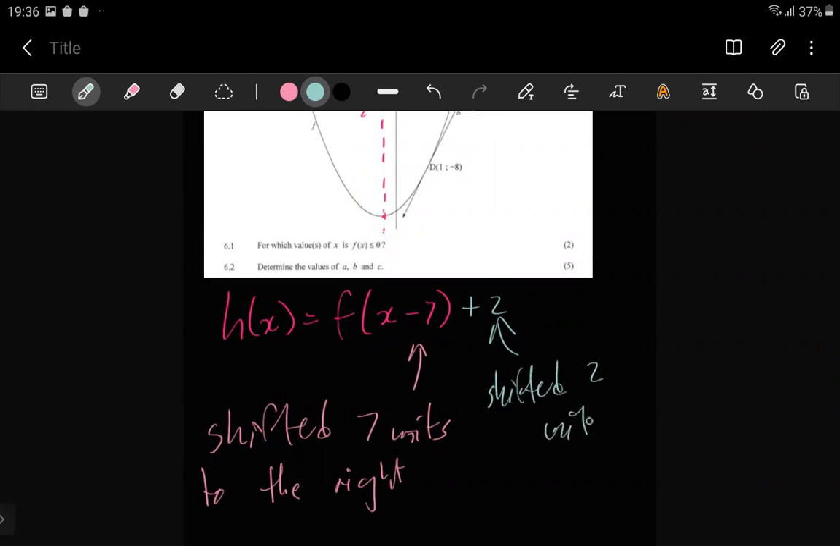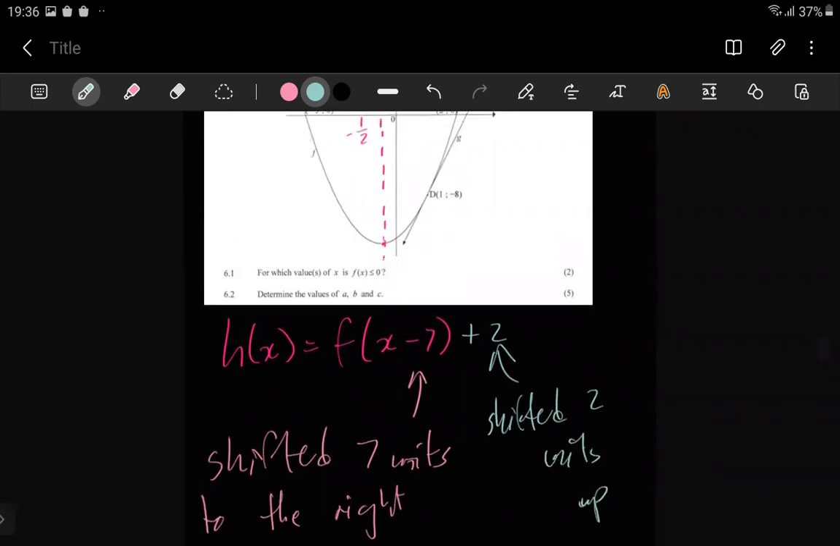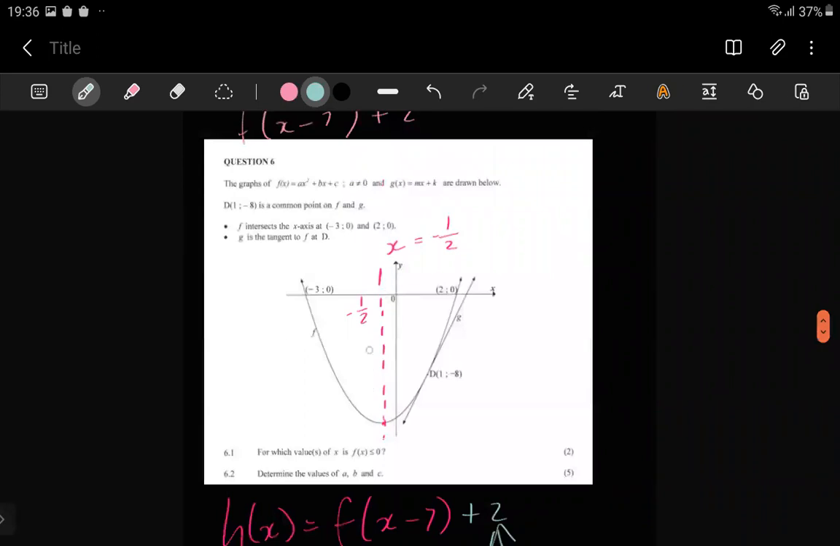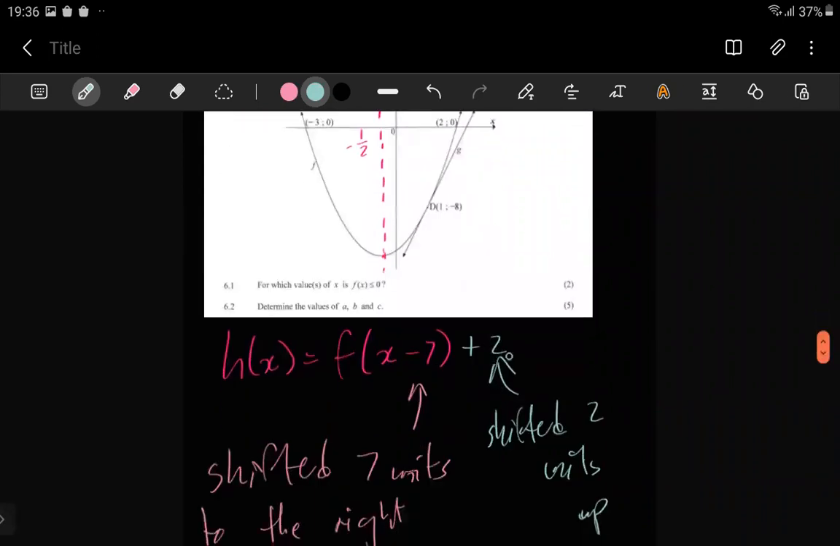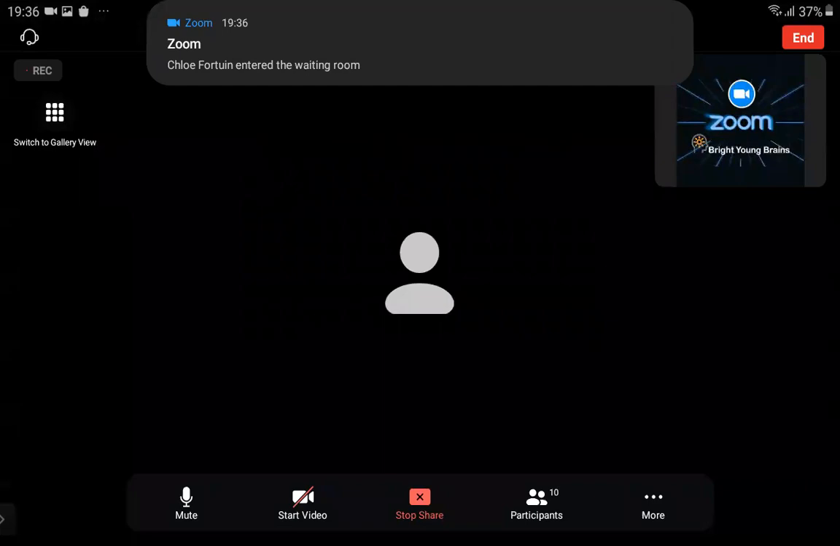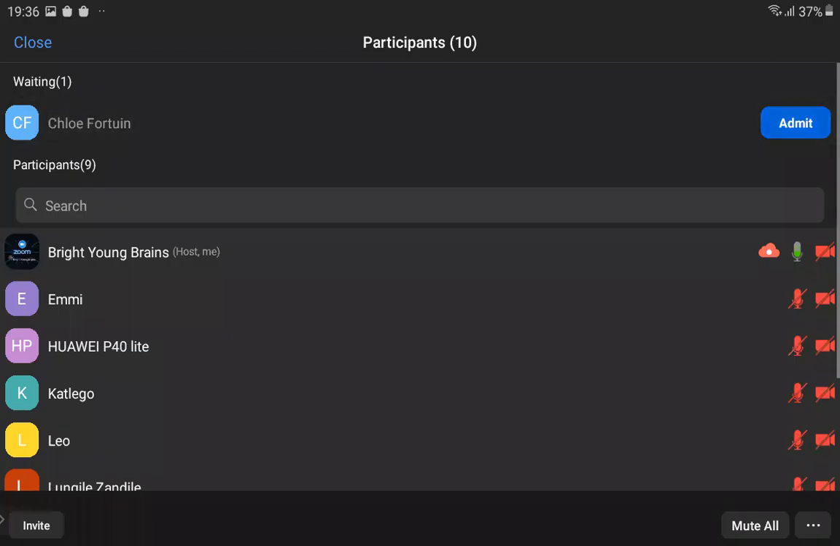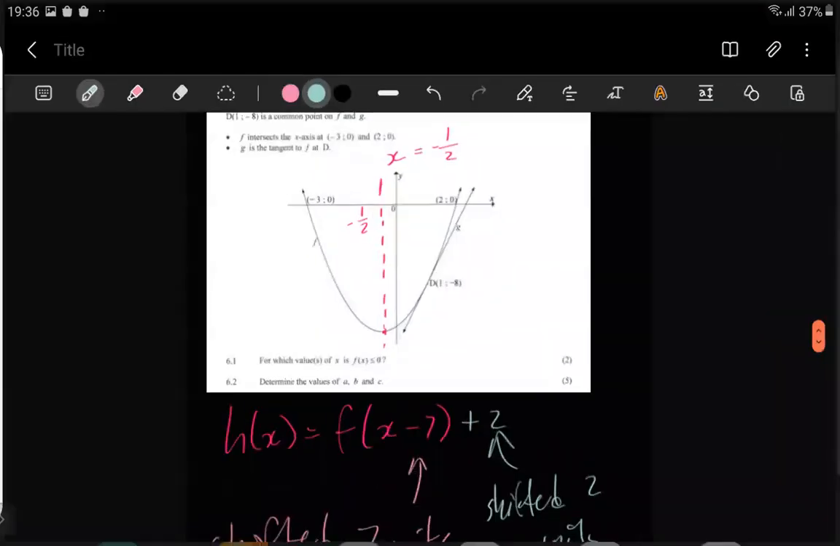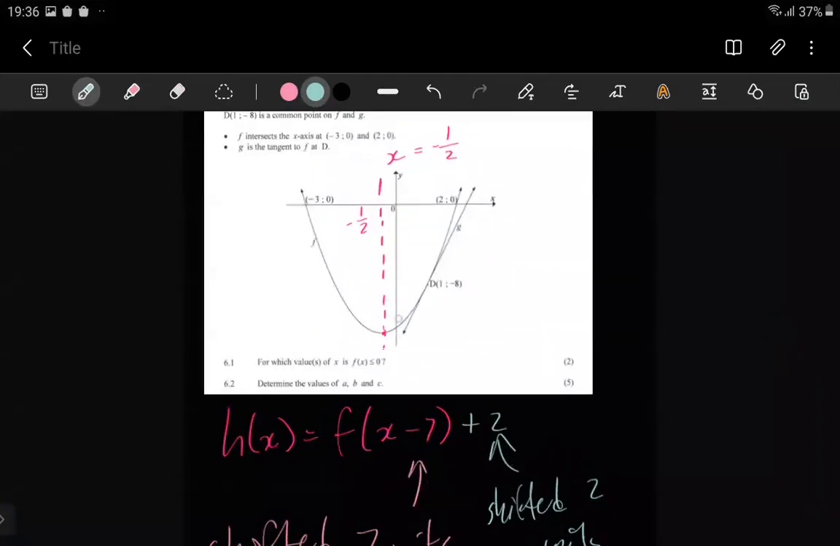2 units up. Now, if you're going to have a new axis of symmetry, you moving your graph up or down does not affect the equation of your line of symmetry. I'll repeat that just now. You moving your graph up or down does not affect your equation of your axis of symmetry. What I mean is, if you're looking at the original equation of f of x, your axis of symmetry is at -1/2. Now, if you move this graph up or down, your axis of symmetry will remain the same.